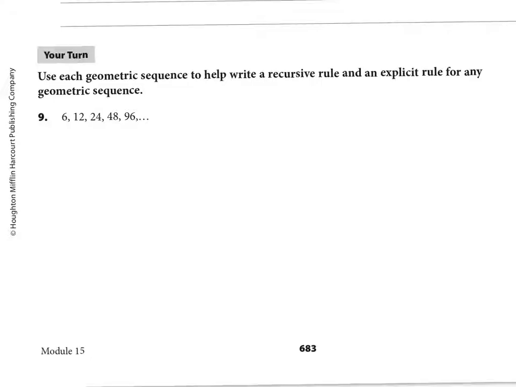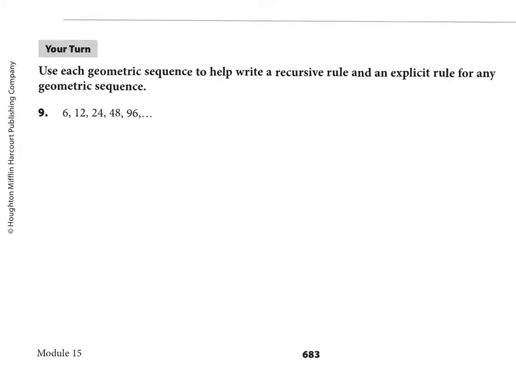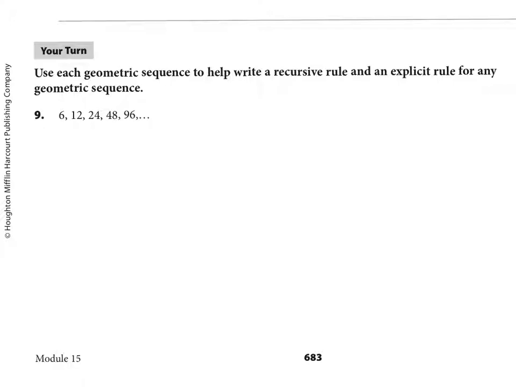So again, I'm skipping the examples they've done in the book, and I'm going straight to the your turn problem, and I'm going to work this one out with you. So it says, use each geometric sequence to help write a recursive rule and an explicit rule for any geometric sequence. Okay? So what does that mean? What's different about this and the others? Is it any different than what we were just doing? No, it's the same thing.